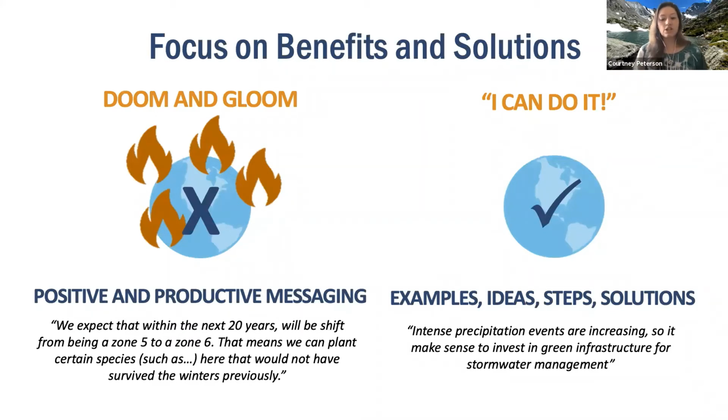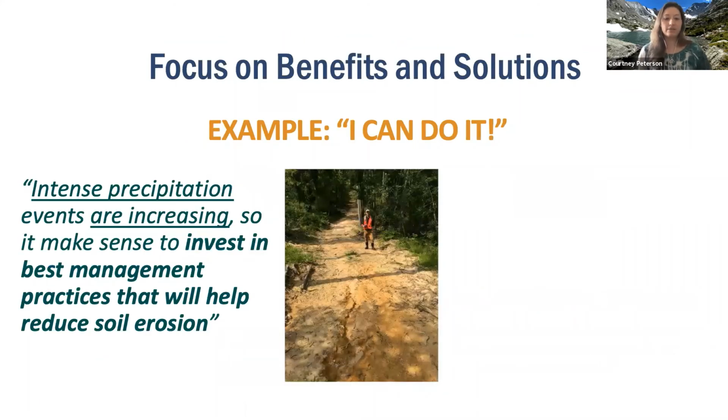So we really want to change our mentality towards that I can do it perspective with examples, ideas, and steps that our audience can personally do locally to really empower that action. And so again, focusing on those benefits and solutions and that I can do it attitude. It might seem overwhelming to provide some of those specific examples of benefits and solutions, but it doesn't have to be that complicated. For example, you've just gone through this adaptation workbook process and now you have this list of climate change impacts for your project area.